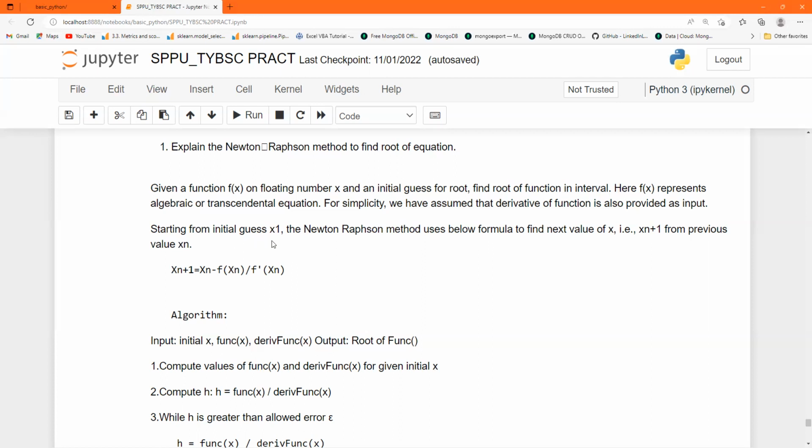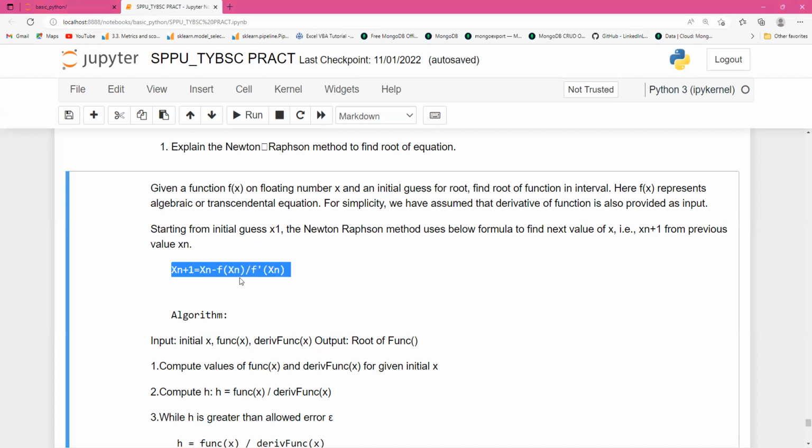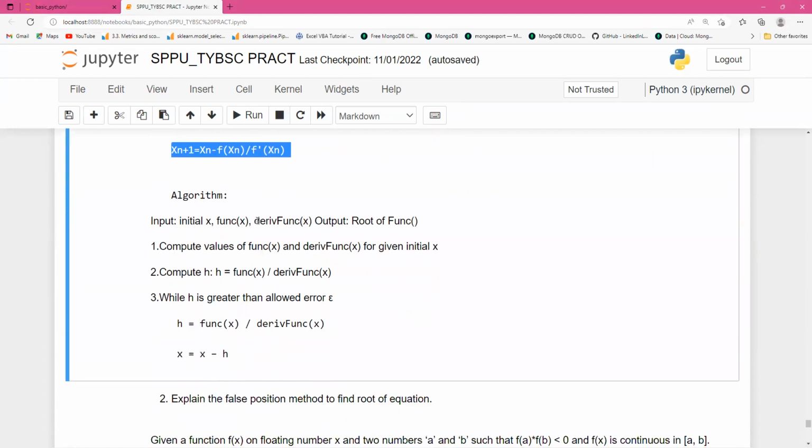So starting from the initial guess, which we have taken as x1, the Newton-Raphson method uses this formula: x(n+1), the next value of x, is equal to xn minus f of xn upon f dash of xn. So firstly, this is the algorithm for this method. In the input, we have to give the initial x, the function f of x, and the function's derivative f dash of x. And in the output, it will give us the root of the function.